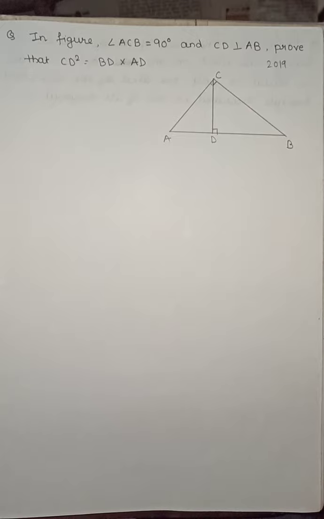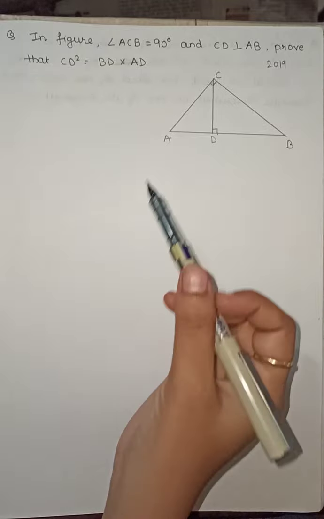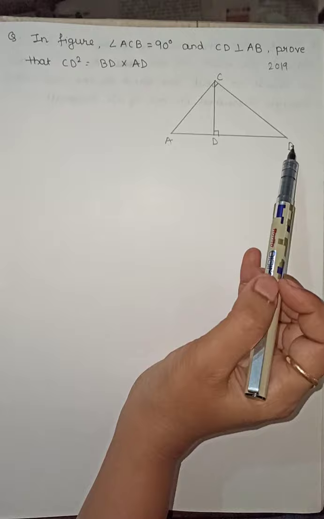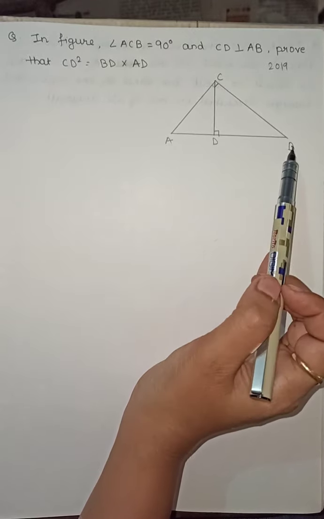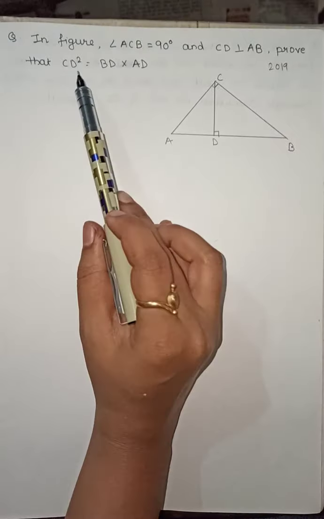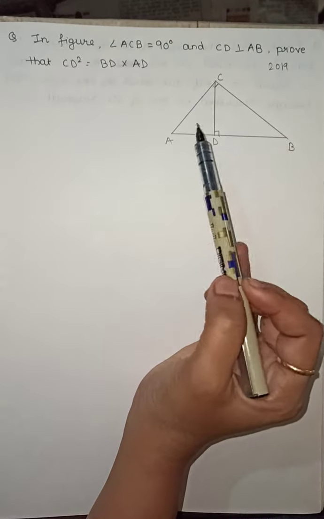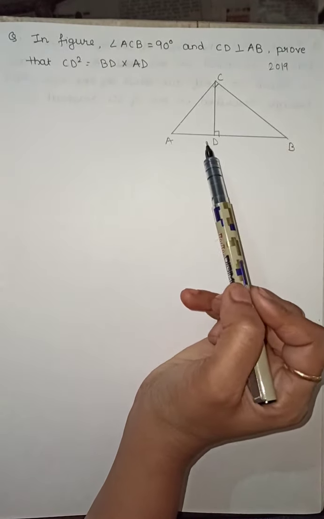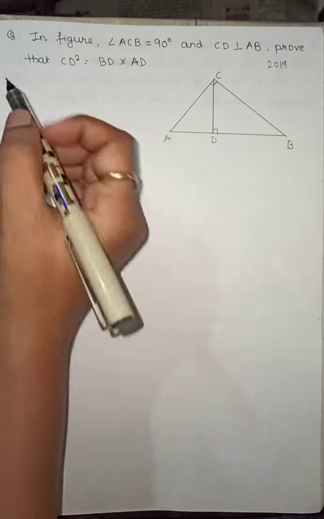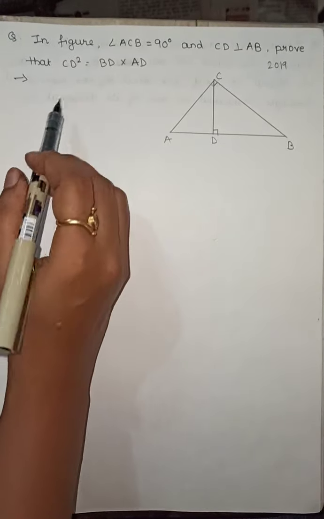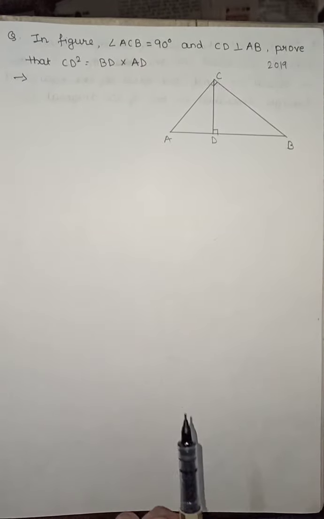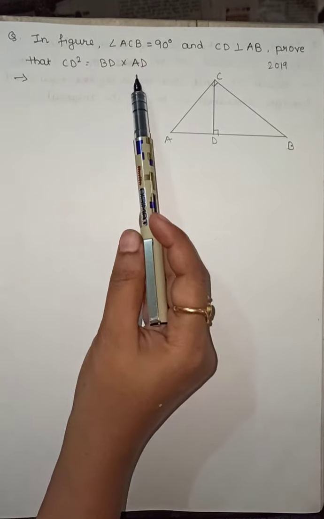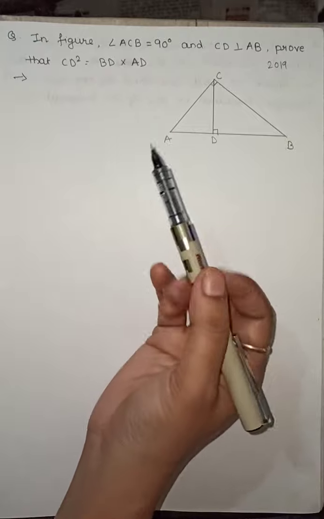Now this question is asked in 2019's exam. The question says, in the figure, angle ACB is 90 degrees, whereas CD is perpendicular to AB. Prove that CD square is equal to BD into AD. Now this is not a question of Pythagoras theorem, even though you see one side as square, because the other two sides are single, they are not the squares, right?